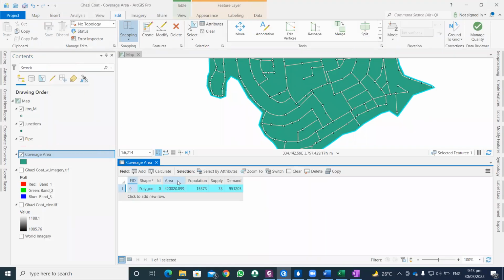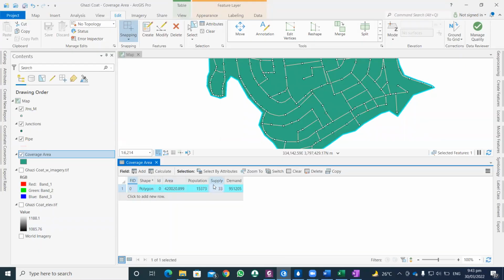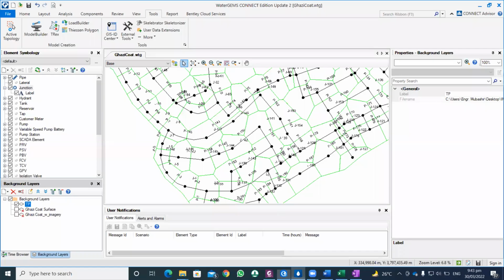attribute table. First, the method I am going to use, that method will use the population divided by the area. So it will calculate the density by dividing the population by area. So that value will be multiplied with each polygon area, and then it will multiply with the demand, supply demand. So based on that demand, the demand will be assigned to each node.